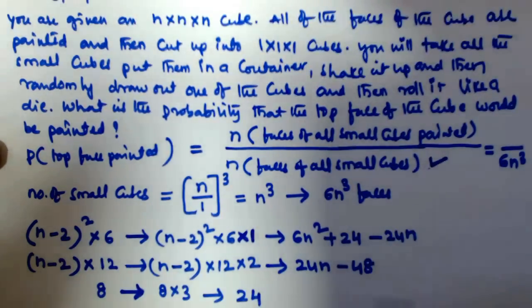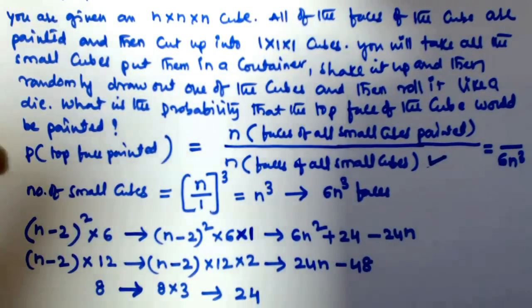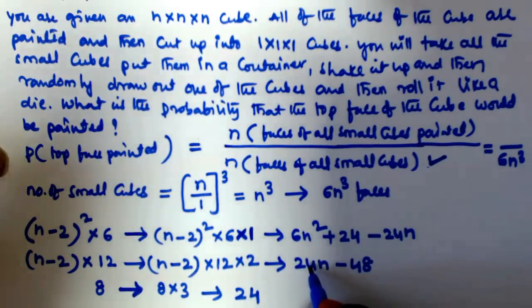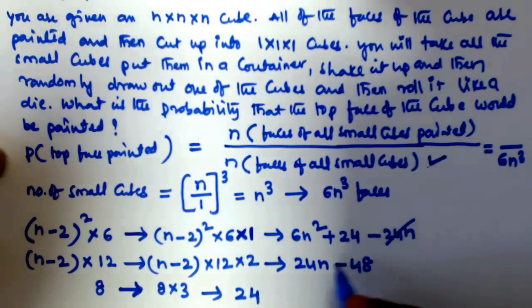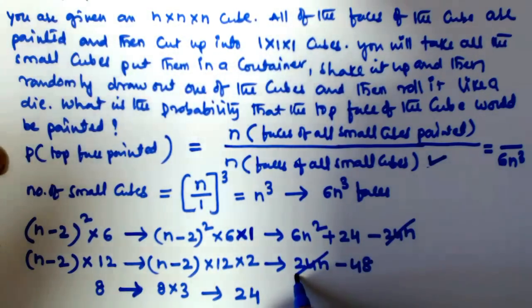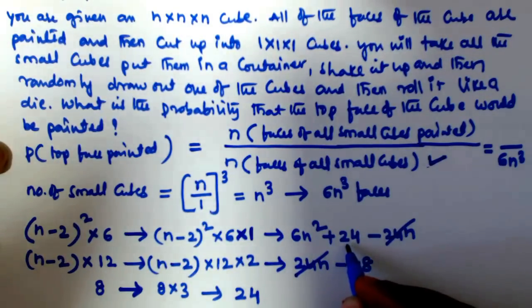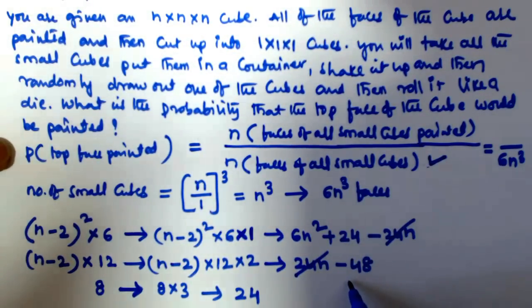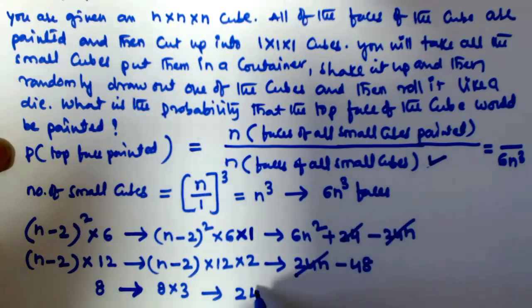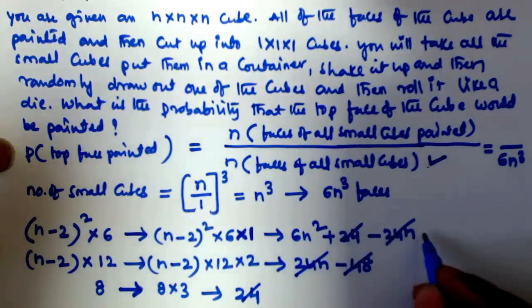Okay, so to get all the painted sides, we need to add this value and this value and this value. When we add all these three, here if you see, we have minus 24n, here we have 24n, these two are cancelled. Here we have plus 24, and here also we have plus 24, and we have minus 48, so let's cancel 24, 24 and this 48. So we are left with 6n square.